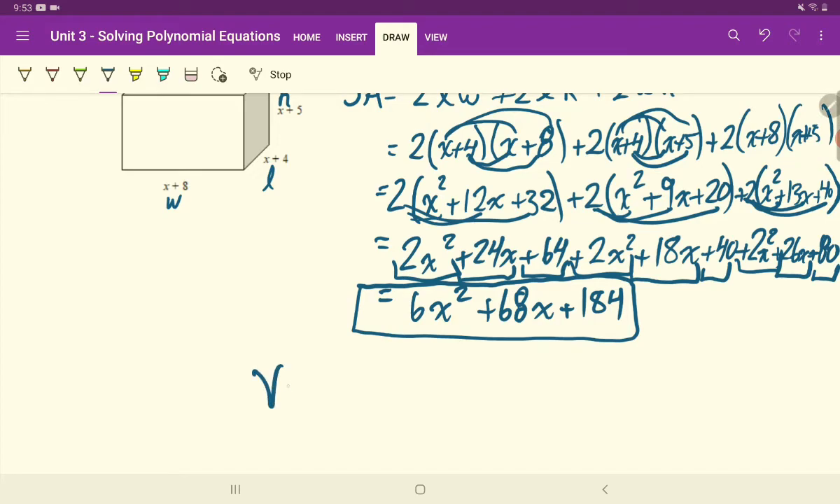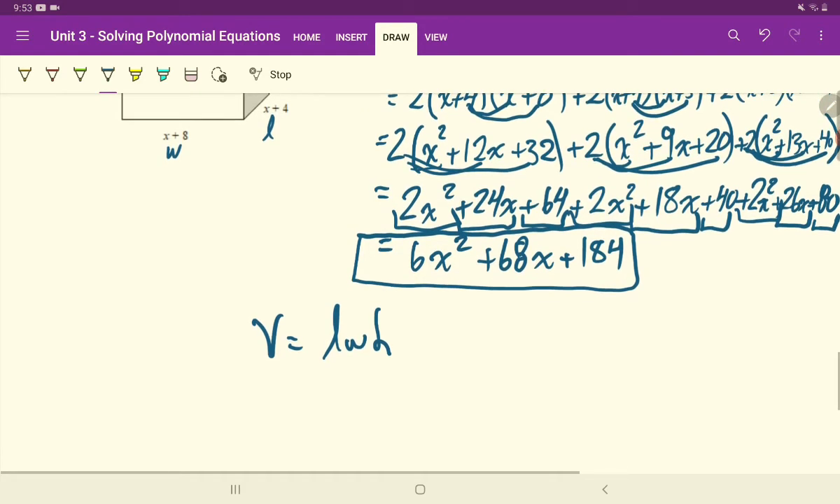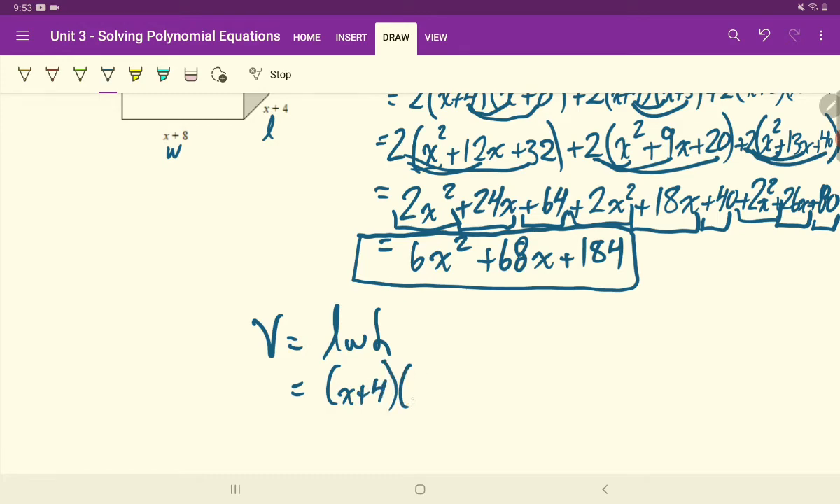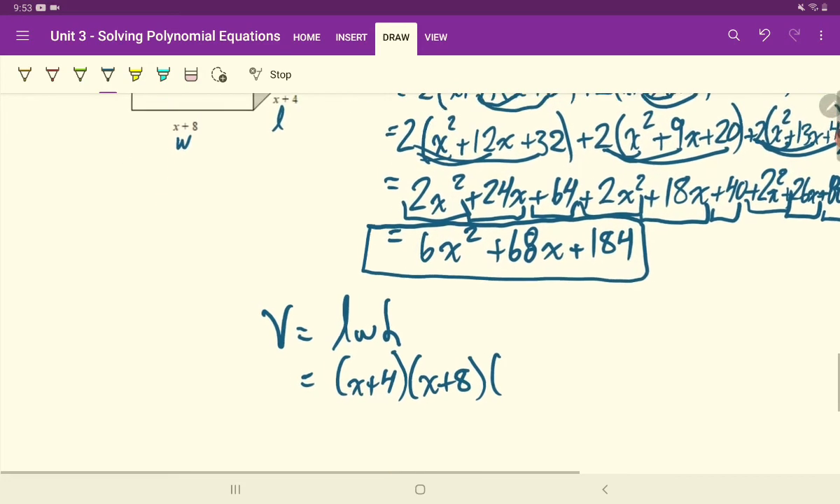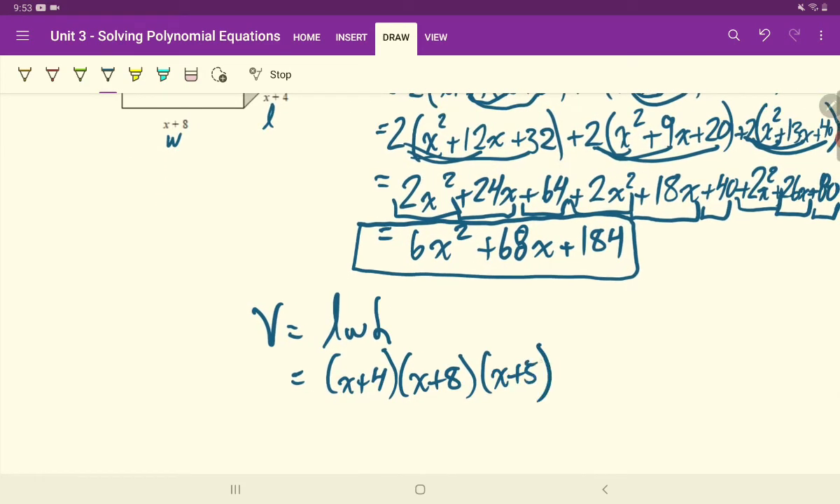Now let's find the volume, just like the question said. And the volume of a rectangular prism is simply length times width times height. So we are going to take each of these expressions, my length of x plus 4, remember, put them in brackets, my width of x plus 8, and my height of x plus 5. So we have a binomial times another binomial. Don't sweat it, just treat two of these at the same time only. Don't try to tackle all three.